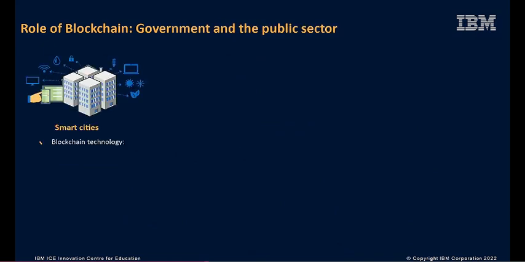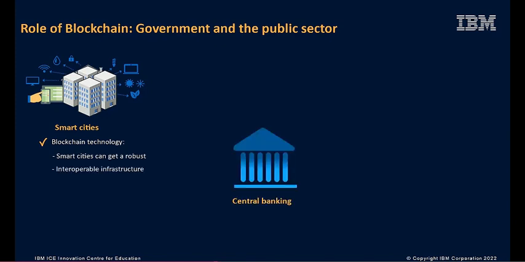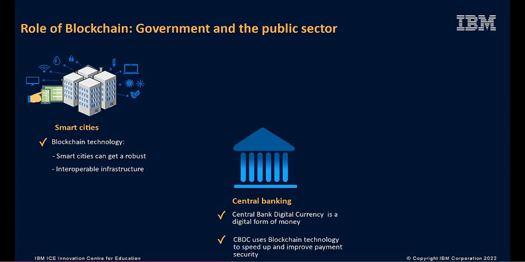Smart cities. With blockchain technology, smart cities can get a robust, interoperable infrastructure. Central banking. The central banking digital currency is a digital form of money. It's designed and supported by central banks. CBDC uses blockchain technology to speed up and improve payment security.